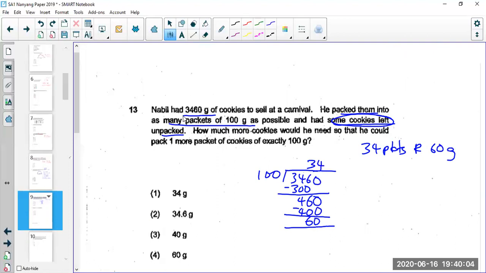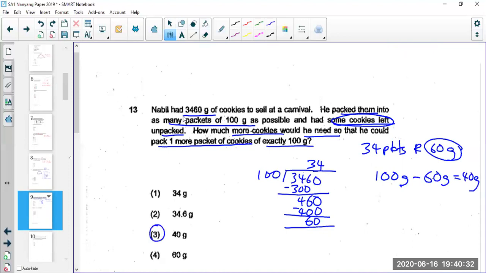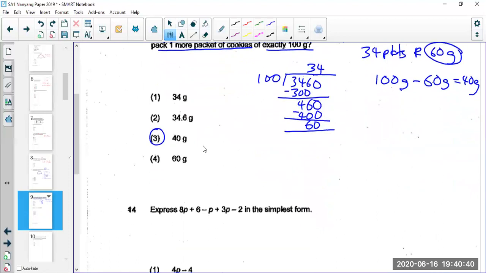Now, how many more cookies will he need so that he could pack one more packet of exactly 100 grams? So he wants to have one more packet. So how many more grams of cookies does he need? The remainder is only 60 grams. So cannot put into one packet, right? So how many more must he need? You take 100 grams, which is one packet, then you minus 60 grams. He needs another 40 grams. So your answer is number 3, right? And then once he has 40 more grams, he can put into another packet already. You understand? Got it? Okay, let's go to the next one.